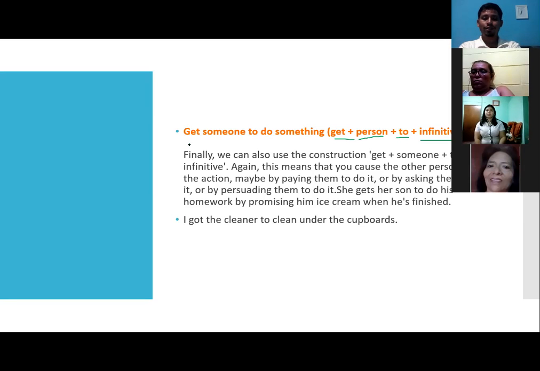Okay, who did the action? Who did the action in this sentence? I will highlight it. Let me see. Her son. Okay, she gets her son to do his homework by promising him ice cream when he finishes.